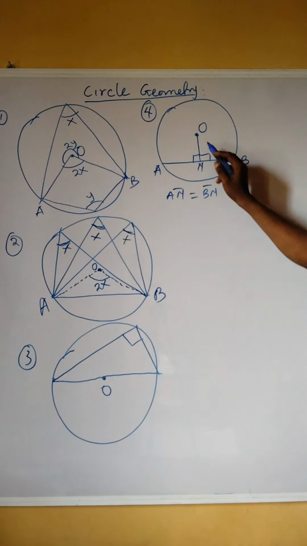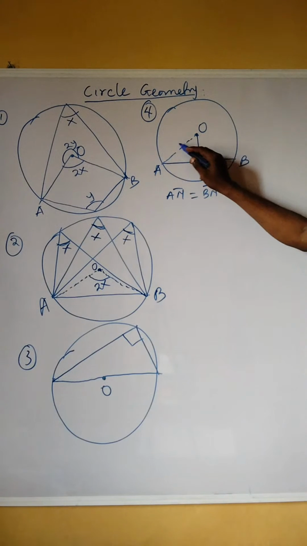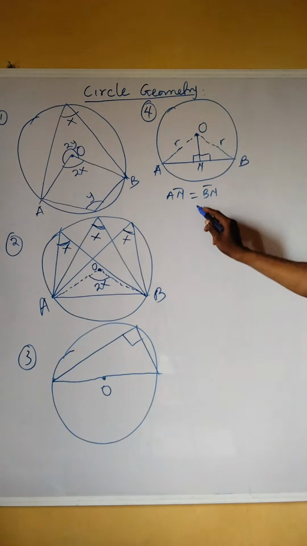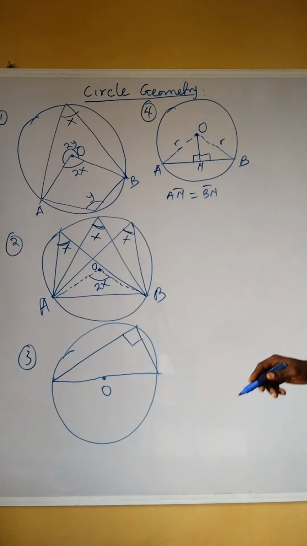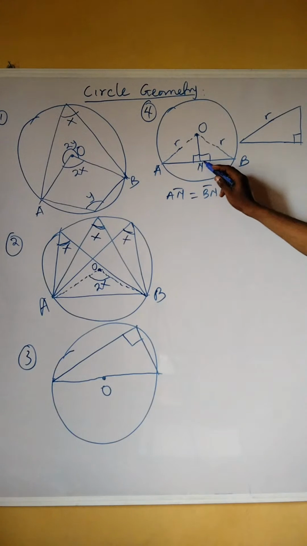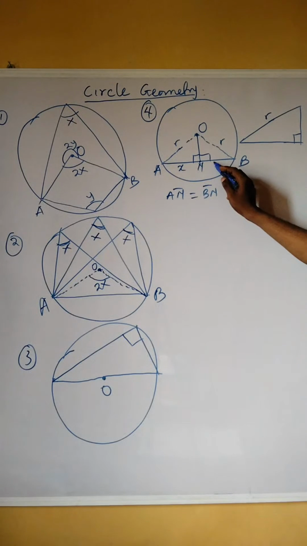We can join A to O, and this line is a radius. Also here, this line is a radius. That makes us have two similar right angle triangles. If two sides are known, let's say the radius is given and this side is given, and we are finding the length of the chord, don't forget that the chord has been divided into two. So AN will be x, and BN also will be x.